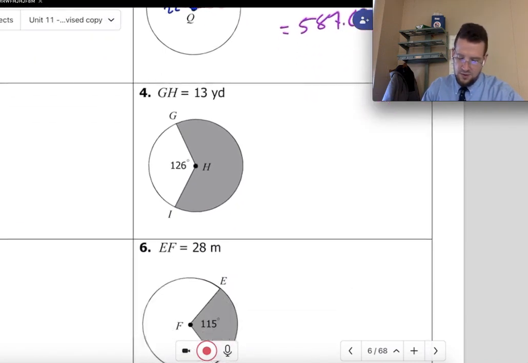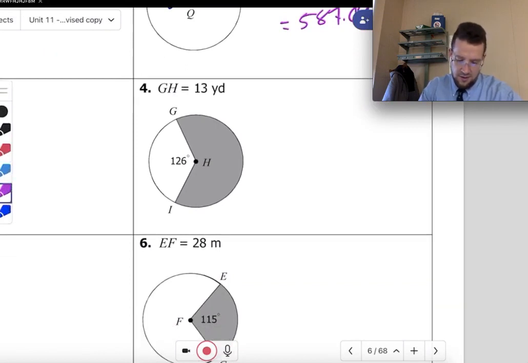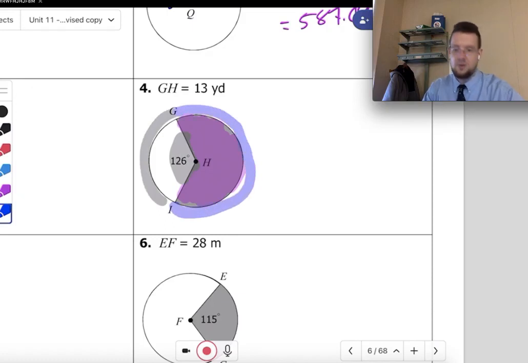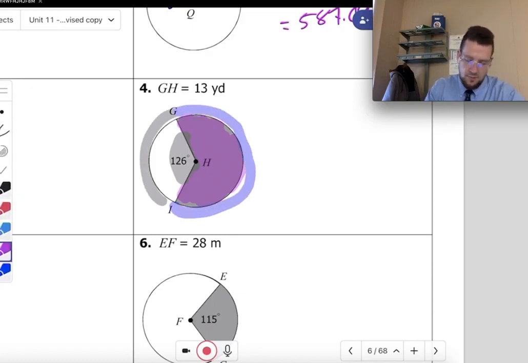You might be asking, what about when they give us the other one, the non-shaded region? We have this angle measure and this arc measure, but we don't want that one. We want this one. What do we do then? Well, you know what to do. We take 360 minus the unshaded region, and then we get our value.